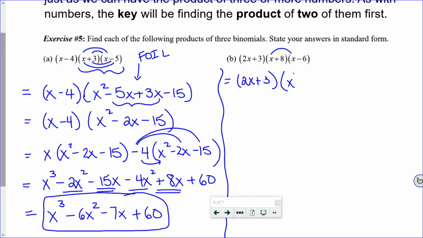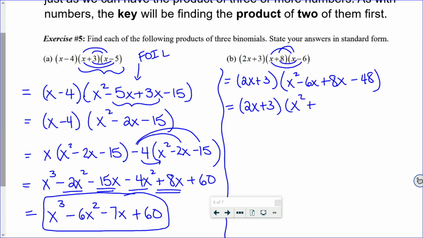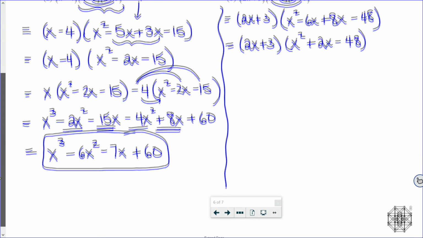X times x is x squared. X times negative 6 is negative 6x. 8 times x is positive 8x. And 8 times negative 6 is negative 48. All right, let's combine a few like terms in that second parentheses. Negative 6x, positive 8x is positive 2x. And then minus 48.